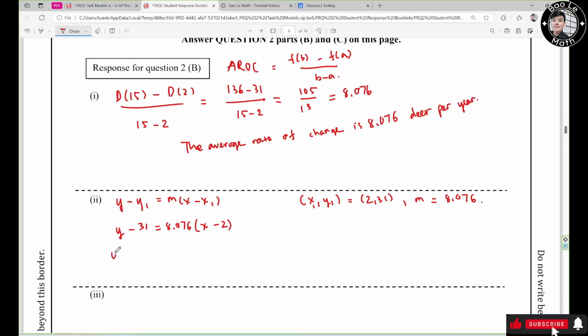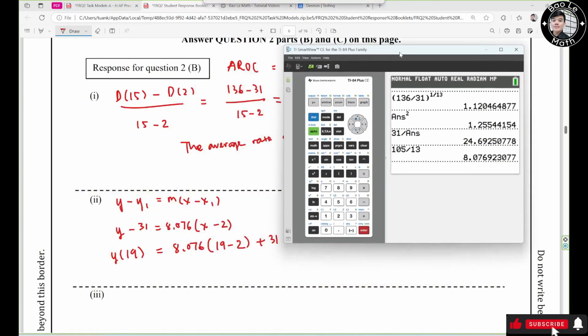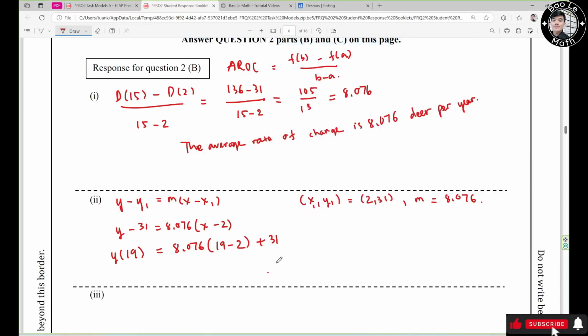Now I need to calculate y of 19 right here, so I'm going to bring up the calculator. I still use this information right here, right? So I need to multiply by 19 minus 2, which is 17, and then I'm going to add 31. So the answer should be 168.307 deer.